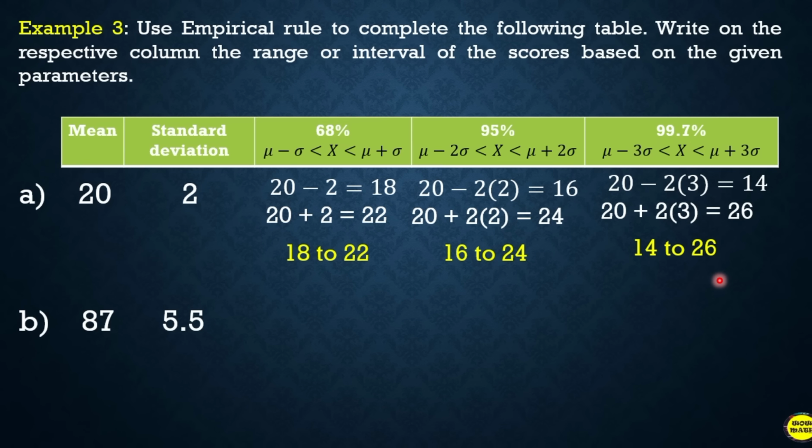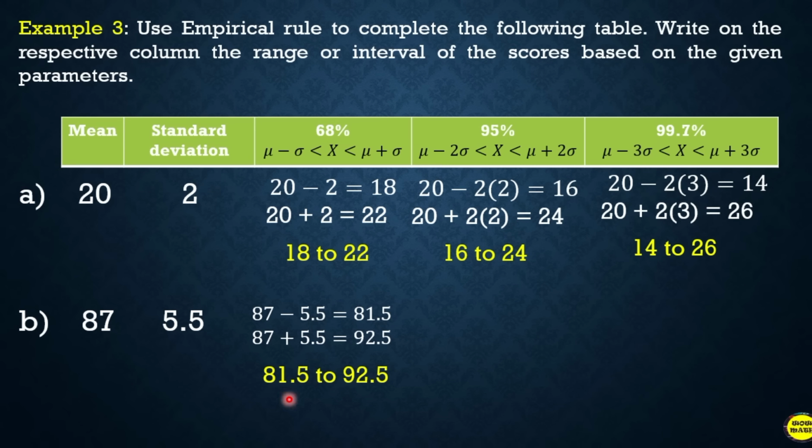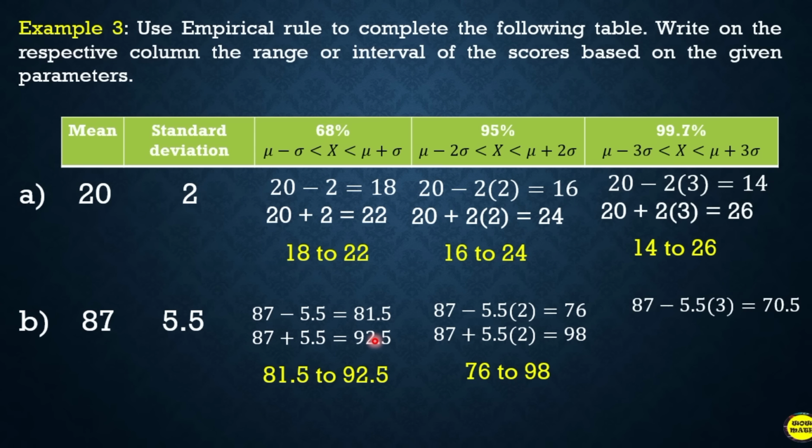Another example, we have 87. Yung value ng mean is 87 at yung value ng standard deviation is 5.5. Ganun lang din, minus and add. So ibig sabihin yung interval ng score sa 68% is 81.5 to 92.5. Sa 95% naman, so that is 76 and 98. So yung interval ng score is from 76 to 98. And then sa 99.7% naman, 70.5 and 103.5. So yung interval ng score is from 70.5 to 103.5.